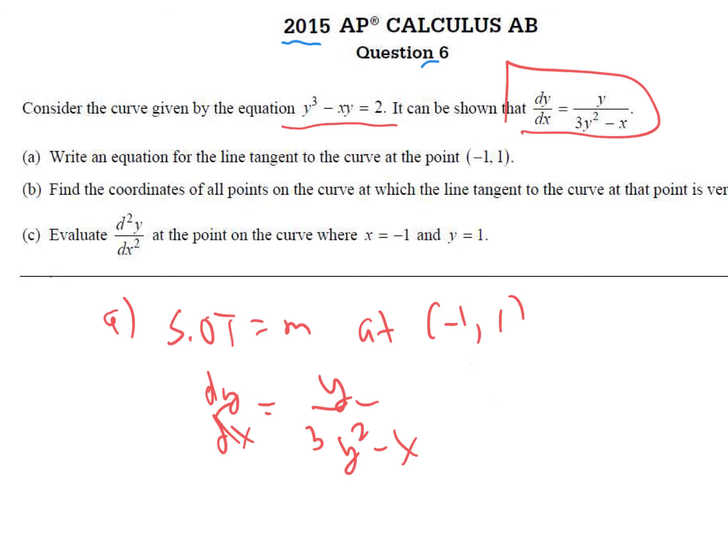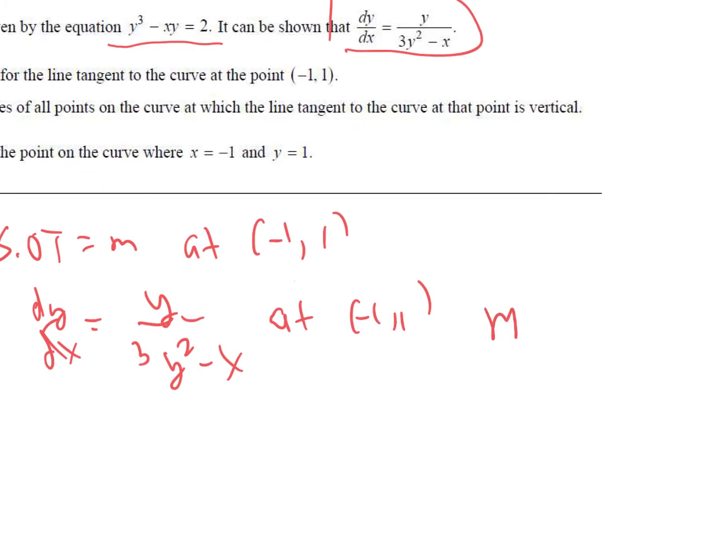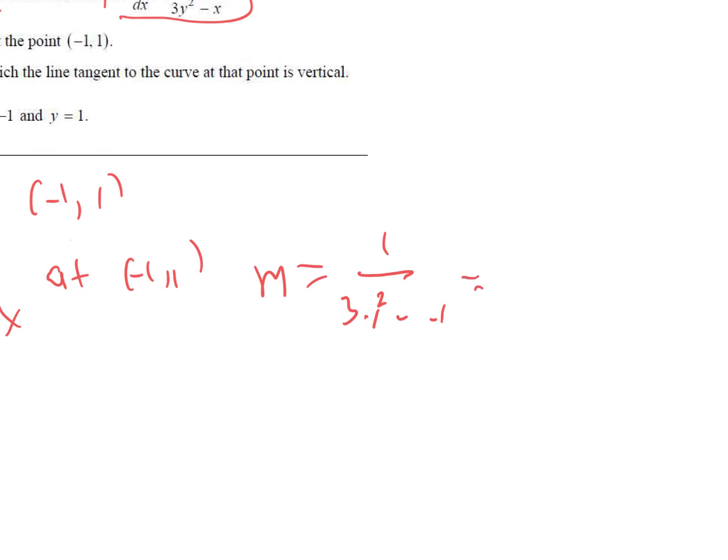I'll just write the words out. At negative 1, 1, the slope is, okay, the y is 1 over 3 times 1 squared minus the x, which is negative 1, minus a negative 1. Hopefully you realize that's a plus. That's 1 over 3 plus 1, 1 over 4.